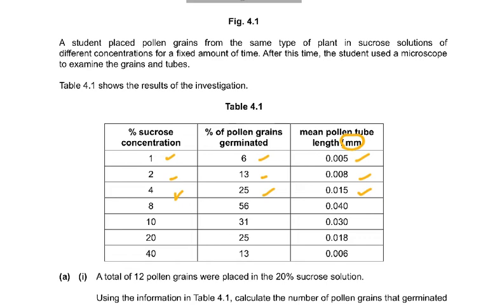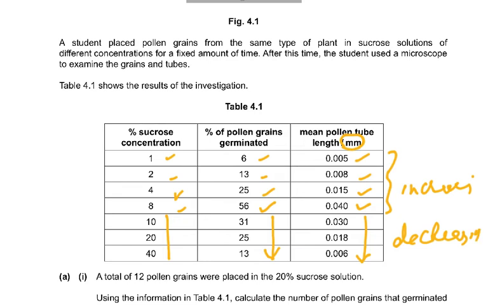Always look at the units. In 8% sucrose, germination was 56%. That is the highest. And then after that, you see they are decreasing. Always look at a pattern. So 10, 20, 40%, they are decreasing the percentage of pollen grains germinated. And look at the length. The length increased to 0.040, and after that, the length is again decreasing. So length was increasing from here to here, and then it's decreasing.